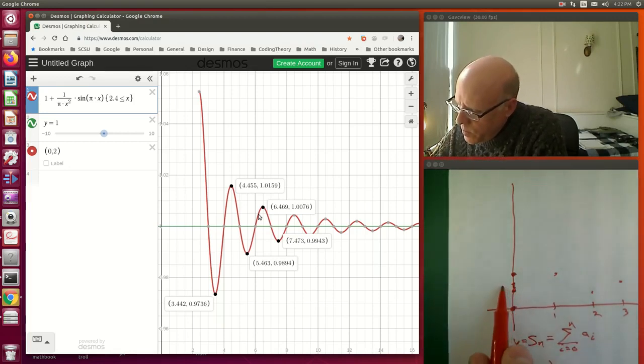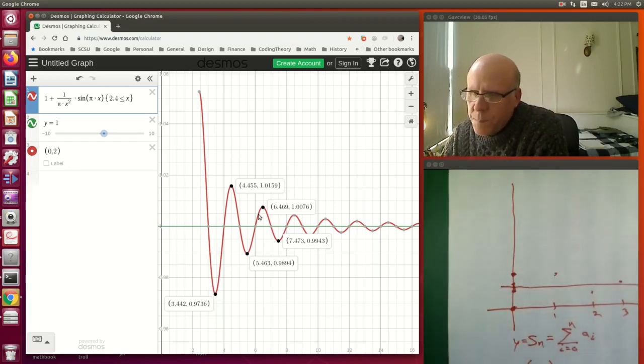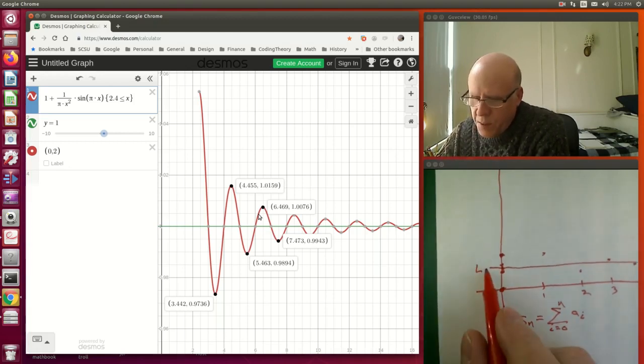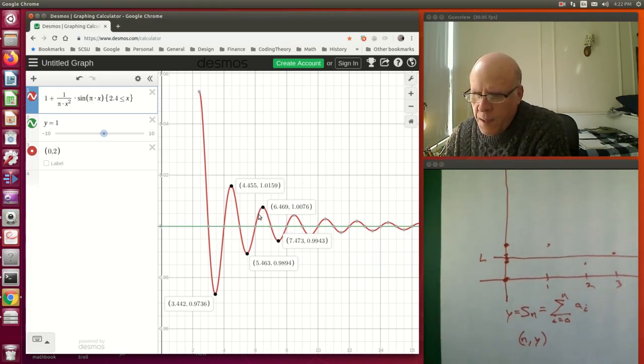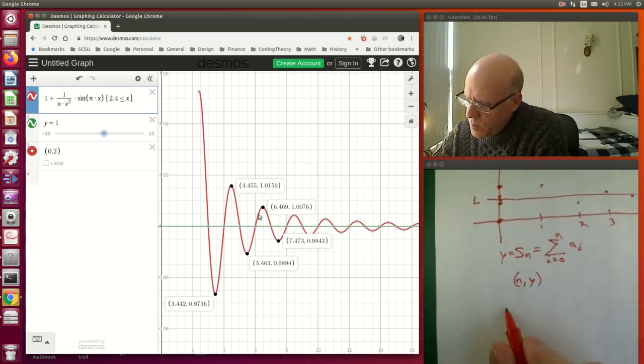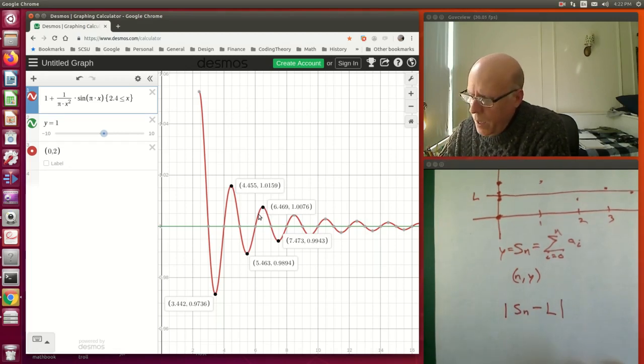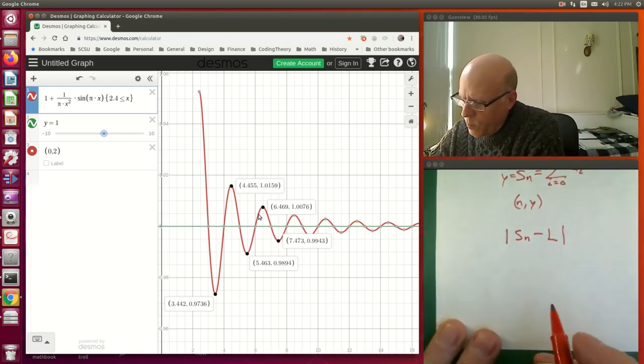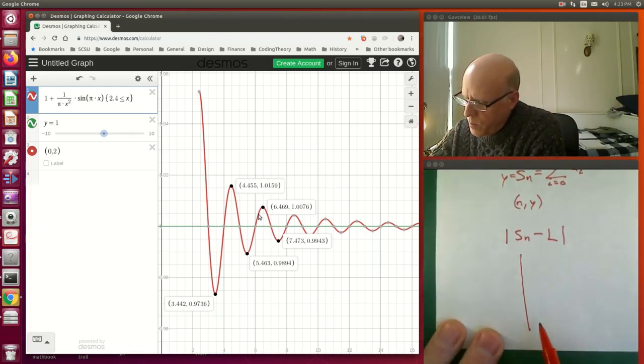So if there is indeed a limiting value, let's call it L, we'd like to know how good is one of these S sub n's as an approximator for L. That is, I want to think about what is the difference between one of the sums and L. And let's do a blown up view of the situation.